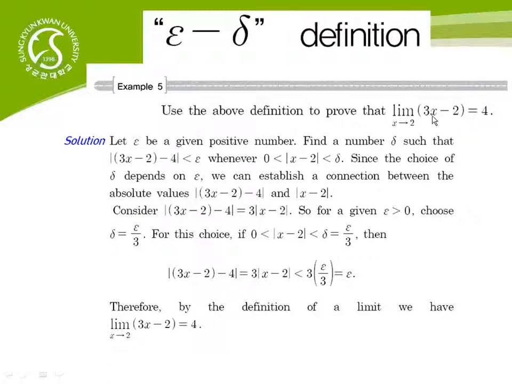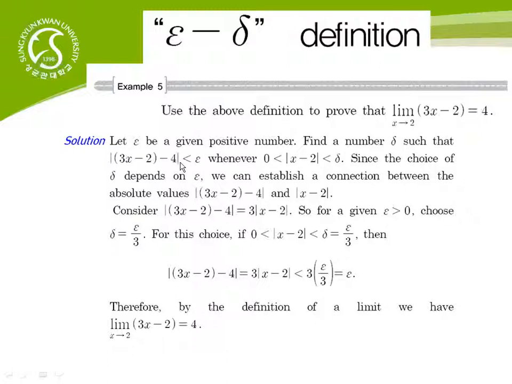Okay, so we can guess it is 4. When L is equal to 4, for an arbitrarily chosen epsilon, all we have to do is find a number delta such that the absolute value of 3x minus 2 minus 4 is less than epsilon, whenever the absolute value of x minus 2 is less than delta.